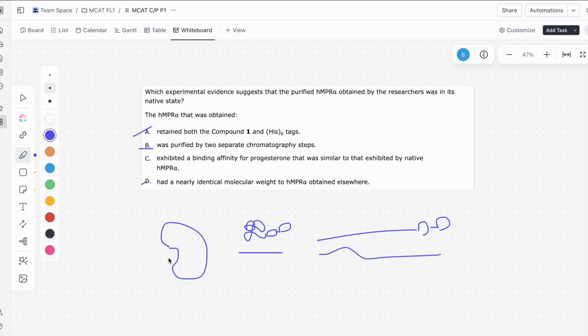So if it's able to bind progesterone with the same binding efficiency as the native HMPR alpha, this tells us that the HMPR alpha that we obtained has to be the same shape, and that same shape means that it has to be in its native state as well. In order for it to bind progesterone with the same binding affinity, the only way that could have been done is if it was completely folded in the same way the native HMPR alpha was folded. Therefore, the one we obtained must have been in its native state as well, making C the correct answer.